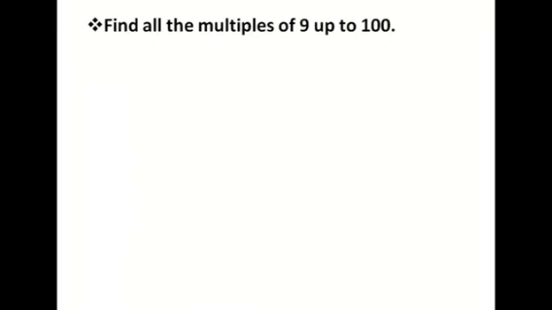Look at the question here. Find all the multiples of 9 up to 100. So you have to find out all the multiples of 9 up to 100. How will you do it? Think of table 9. Find out all the multiples of 9 and you have to think till 100. Not more than 100. Before 100 only you have to stop. So let's do.